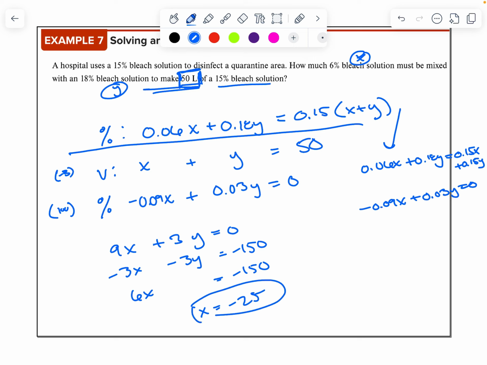I've made another mistake. What I'm probably going to have to do is cut this video and come back and rework example 7 at a different time. I don't know what I'm doing wrong here. I'm going to have to piddle around with this a little bit. 6% bleach solution must be mixed with an 18% bleach solution to make a 15% total. And we add up to a total of 50 liters.